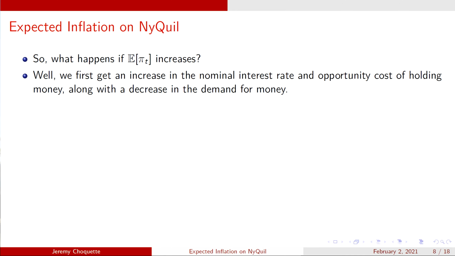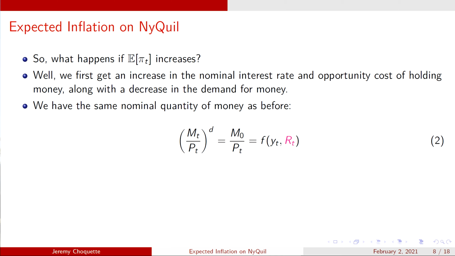Well, we first get an increase in the nominal interest rate, and thus the opportunity cost of holding money, along with a decrease in the demand for money. We have the same nominal quantity of money as before, right? So if we look at this, we have money demand equals money supply. That M naught over P T is money supply, and that F of Y T, with that little pink R T, is the function for money demand, right? So we've got the same nominal quantity of money with an equilibrium in money markets.